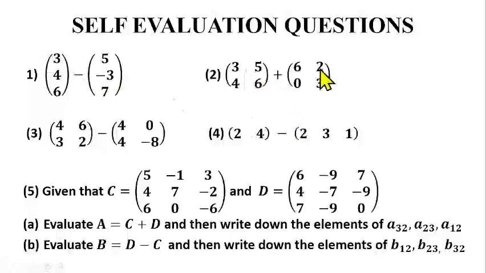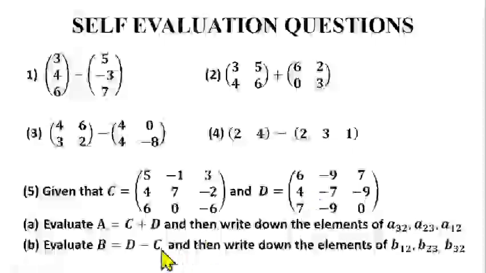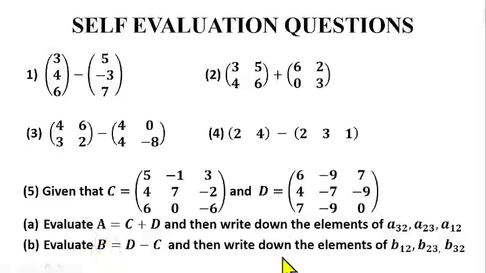Subtract these from one another, add these; this is subtraction as well. Then you are given question number 5, this 3 by 3 which is matrix C, and this is matrix D. You have to evaluate A, which is C plus D. So add matrix C and D together. Whatever you get, call it matrix A. Then you are to write down the elements A32, A23, A12. Then for here as well, you have to subtract C from D. Whatever you get, you name it matrix B, and write down B12, B23, and B32. This covers everything we have talked about so far as far as matrices are concerned.